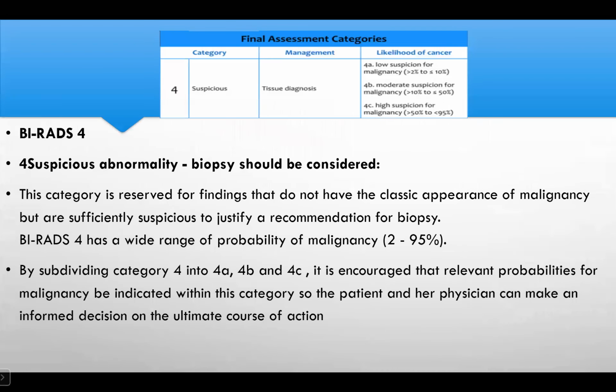BI-RADS 4, suspicious abnormality, biopsy should be considered. This category is reserved for findings that don't have the classic appearance of malignancy but are still sufficiently suspicious as to justify a recommendation for biopsy. It has a wide range of probability of malignancy, between 2 to 95%, subdividing category 4 into A, B, C. It's encouraged that the relevant probability for malignancy be indicated within this category so the patient and her physician can make an informed decision on the ultimate course of action.